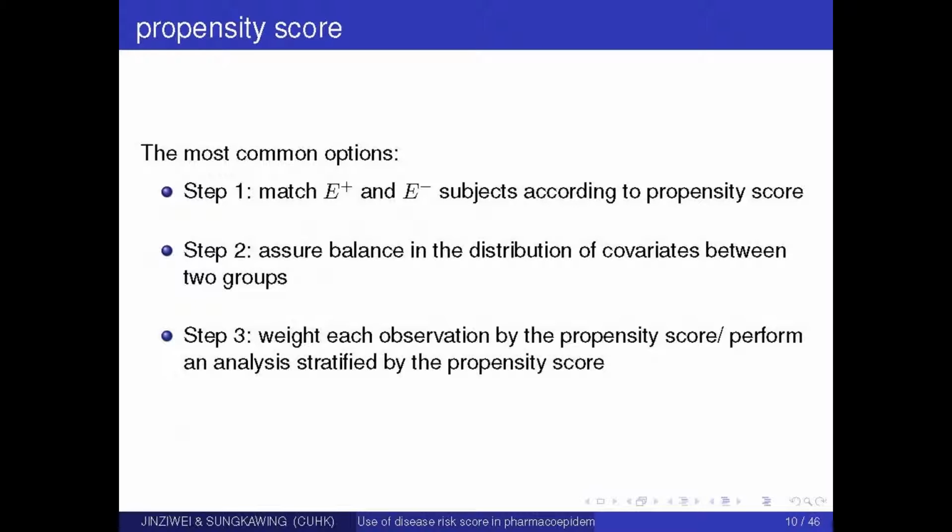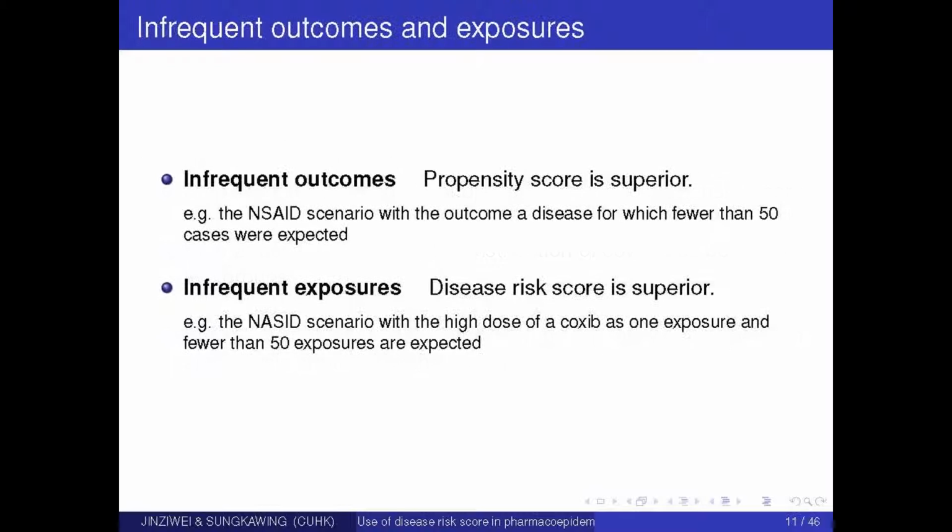First step is to match E+ and E- subjects according to propensity score. Next, assure balance in the distribution of covariates between the 2 groups. Then, we weight each observation by the propensity score or perform an analysis stratified by the propensity score, one circumstance in which propensity scores are clearly superior to disease risk scores.